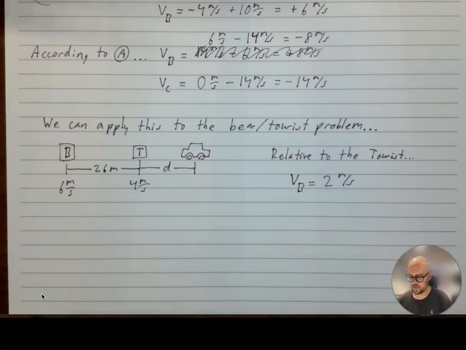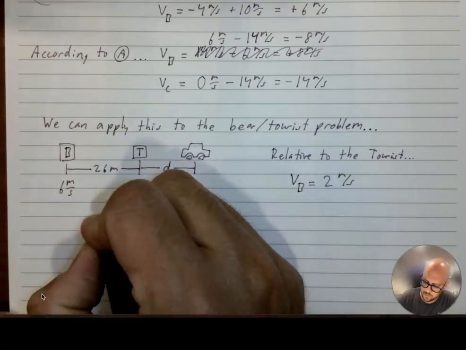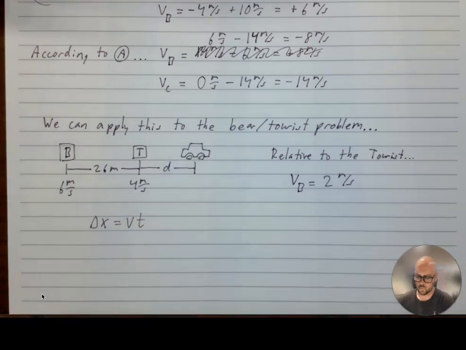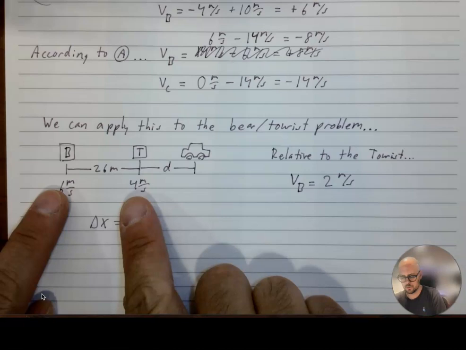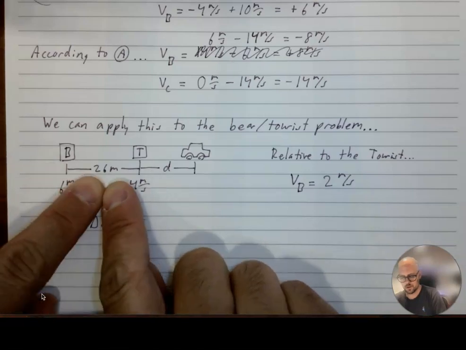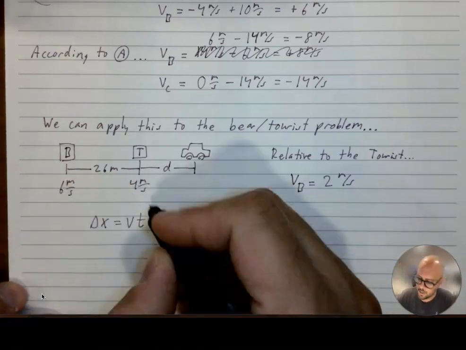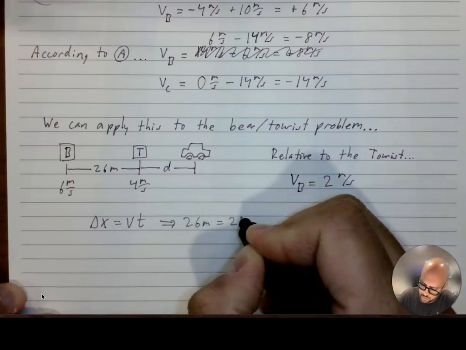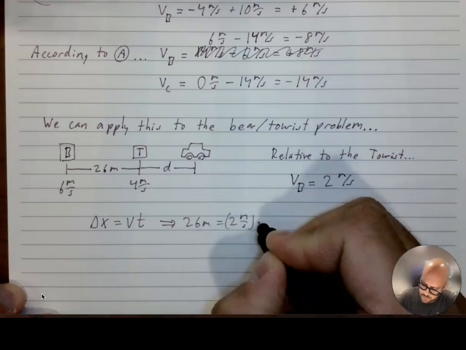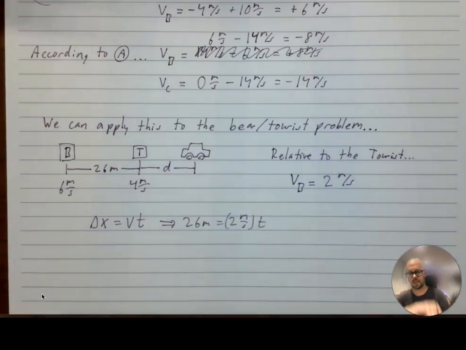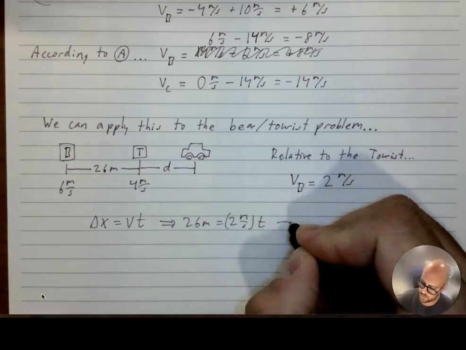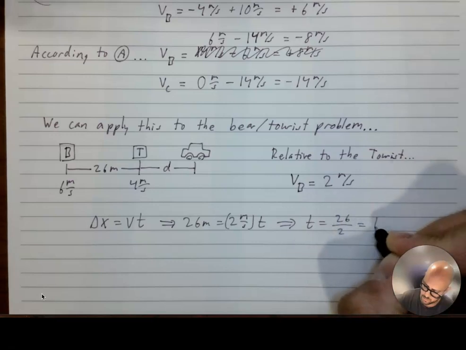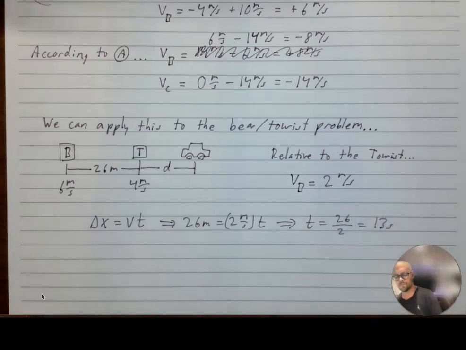I can use this to solve the problem in a very different way. I can use this simple motion equation, and what I can imagine is the problem is over once the bear has closed this 26 meter gap. So 26 meters equals 2 meters per second times the time it takes the bear to catch up to the tourist. That means that the time is going to be 26 over 2, which is 13 seconds.